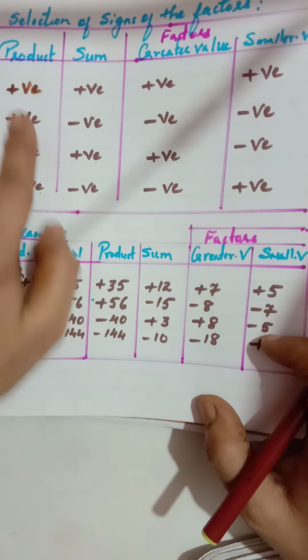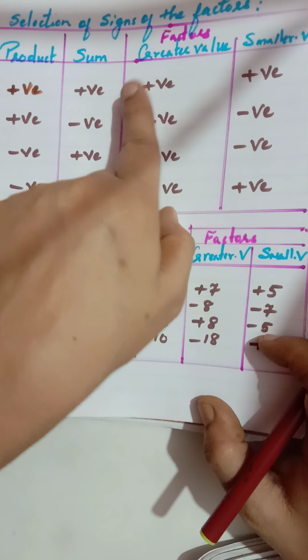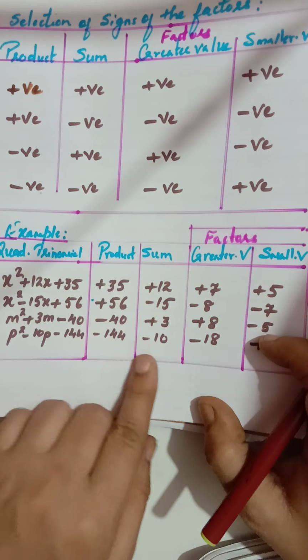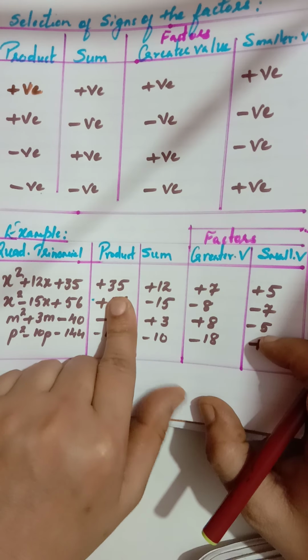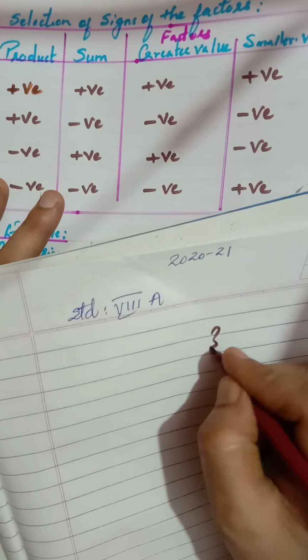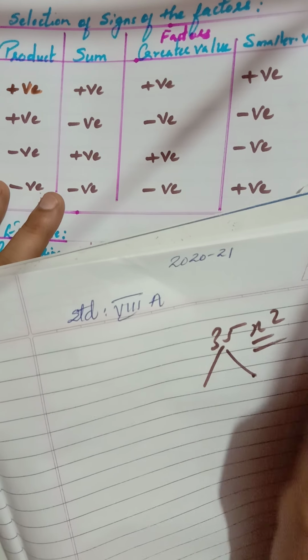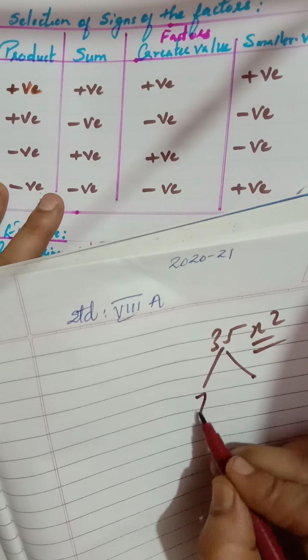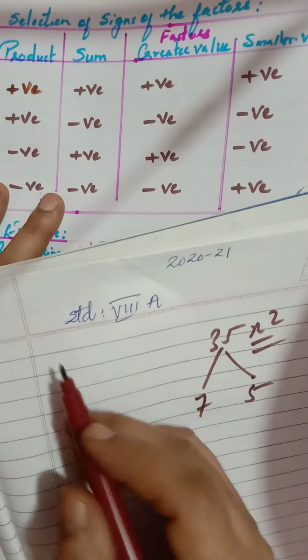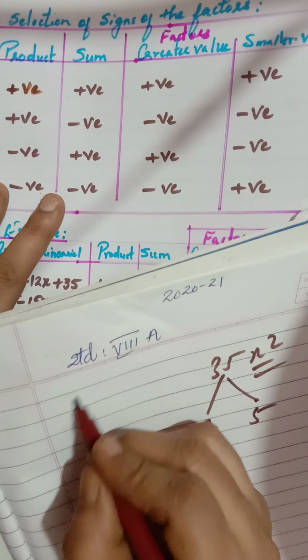So see children, if product and sum both are positive, then both the numbers will be positive. That means we want 35, and we are going to write the factors of 35. It will be 7 fives are 35. And what is your middle term? Middle term means, what is your sum?